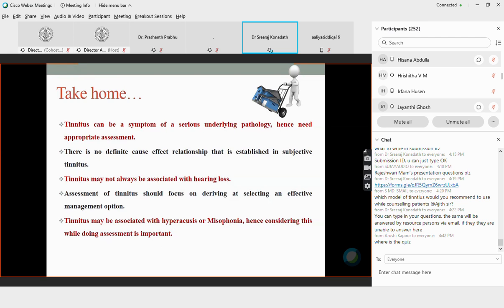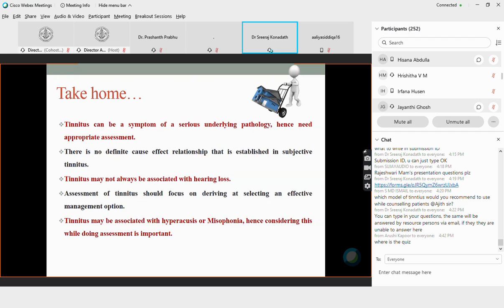Tinnitus can be a symptom of a serious underlying pathology and hence needs appropriate assessment. This is especially true when you have some neurological problems associated with it. If you have a space occupying lesion, you have to be more cautious. If you have giddiness, associated problems like vision blurring, etc. and associated tinnitus, you have to be really watchful and send for a detailed neurological assessment as well.